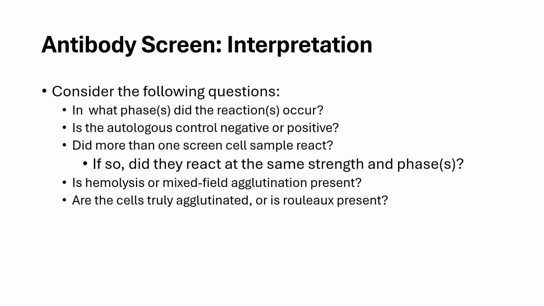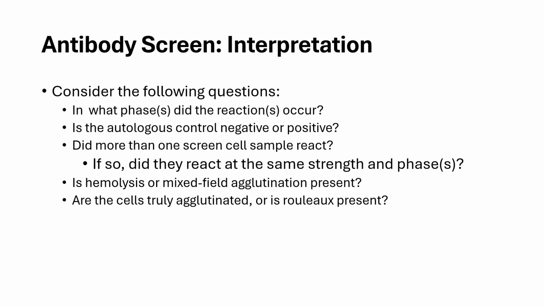When reviewing antibody screen test results, we need to carefully analyze the reaction pattern, which can help determine if clinically significant antibodies are present. We need to consider the following questions too when we're looking at antibody reactions. In what phase did the reaction occur? Phases refer to the stages of the testing process where reactions can be detected, such as immediate spin, 37 degrees Celsius incubation, or the antiglobulin phase. Knowing the phase can help differentiate between cold reacting antibodies, which often react at immediate spin or room temperature, and clinically significant warm antibodies, which typically react at 37 degrees Celsius or the AHG phase.